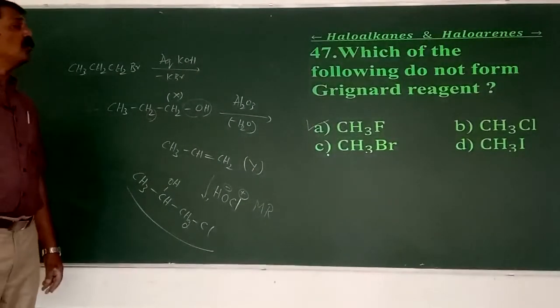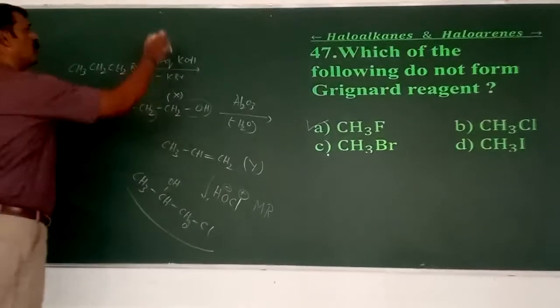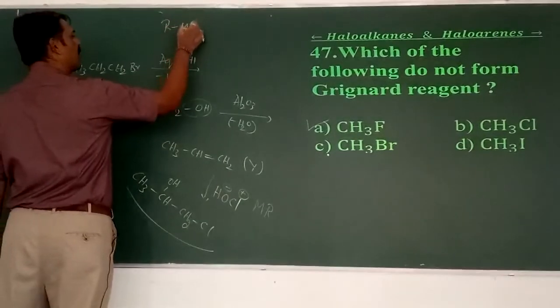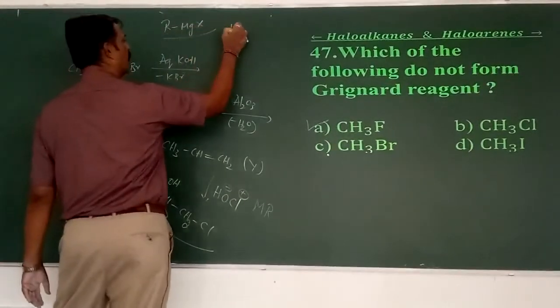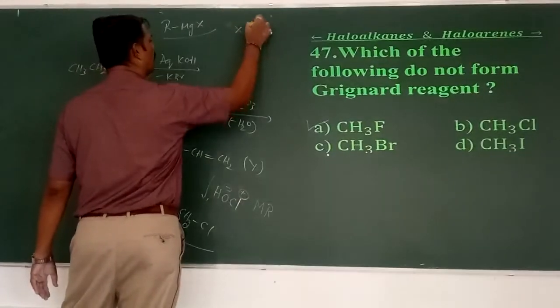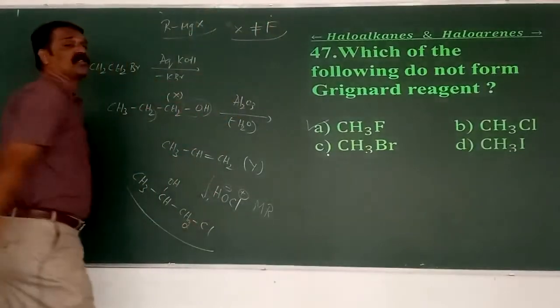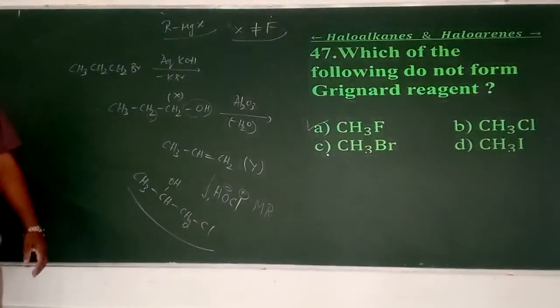Which of the following do not form the Grignard reagent? As I already mentioned, RMgX. Here, X cannot be F. All halogens are possible, but not this one. Why? Because they are highly exothermic.